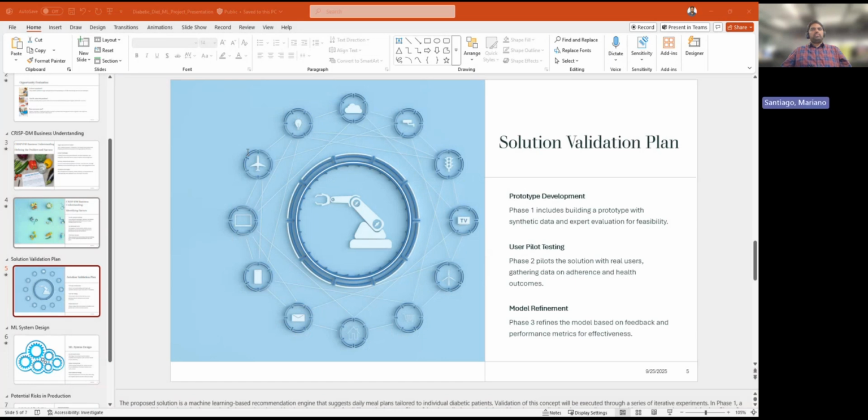The solution validation plan. I would like to recommend a solution, which is an engine that suggests daily meals based on the user profiles and the health data. I plan to validate it in three phases. The first phase is by testing a prototype with synthetic data and expert feedback. Second, by piloting it with real users. And third, by iterating based on feedback and performance metrics.